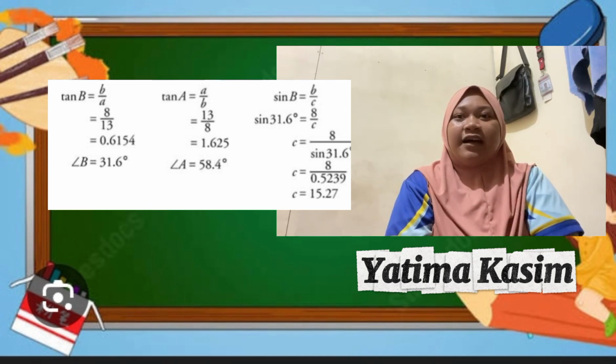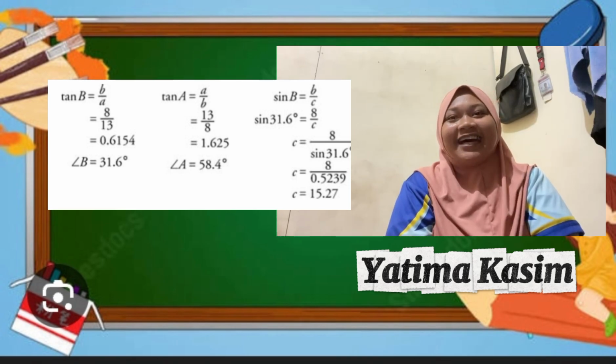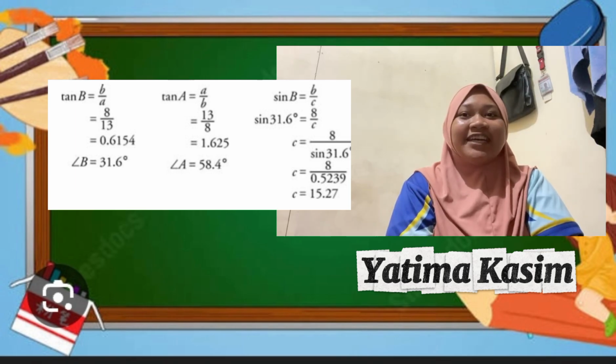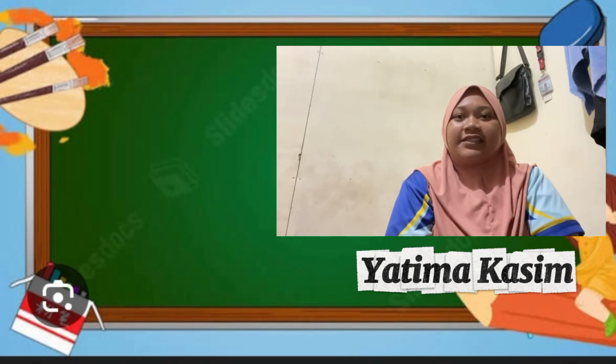Then sin B over B equals sin C over C. Sin 31.6 degrees equals 8 over C. Then C equals 8 over sin 31.6 degrees. Then C equals 8 over 0.52339, so C equals 15.27.